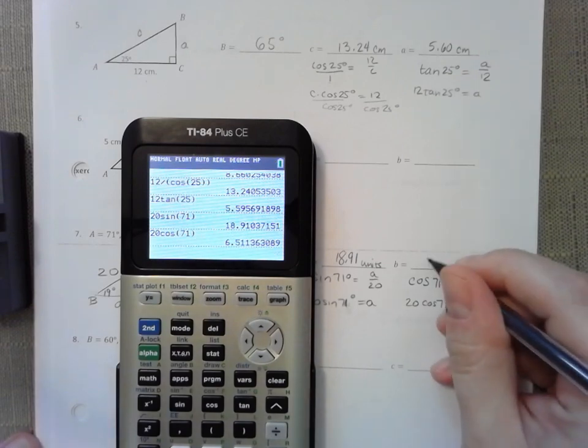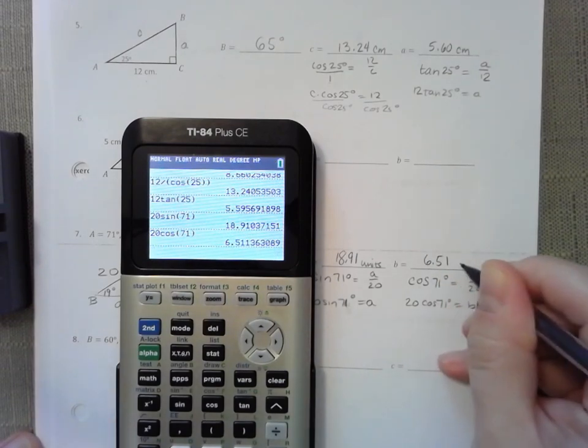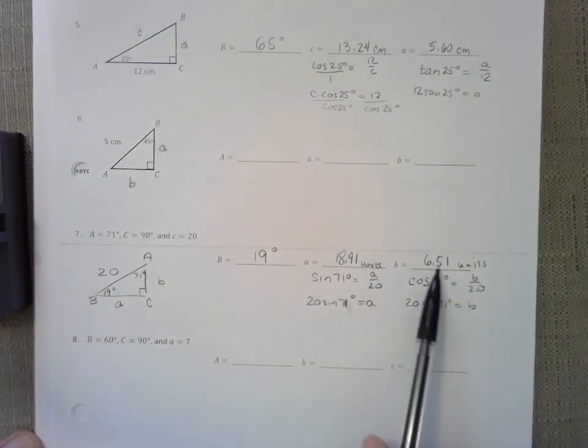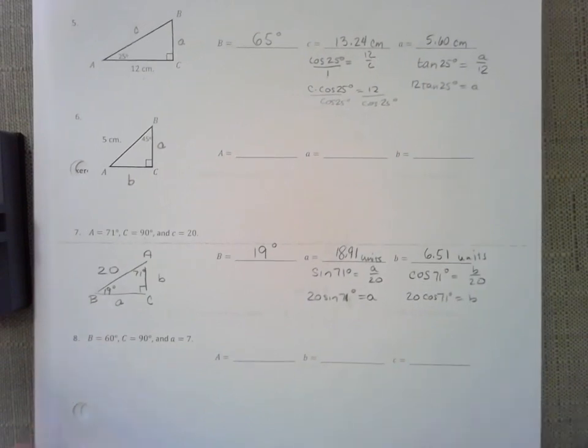B is approximately 6.51 units. What we suspected was true, that because this is opposite a smaller angle, its side length is going to be a lot smaller.